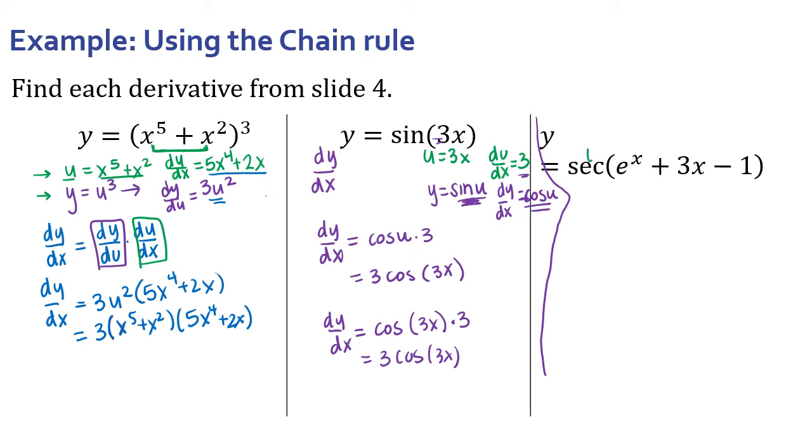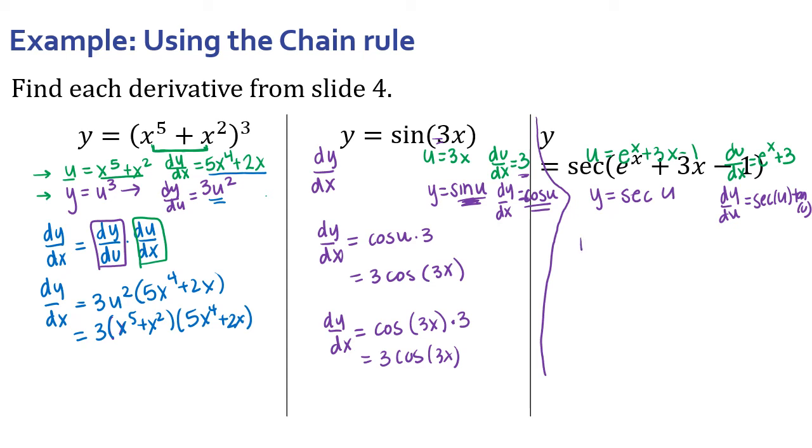Okay, so we said u equaled e to the x plus 3x minus 1. So that means the derivative of that inside function, so du over dx, is e to the x plus 3. Y equals secant of u, and the derivative of secant is secant u tan u, so dy over du. So the derivative of the outside of that, so the derivative of secant of u, is secant u tan u.